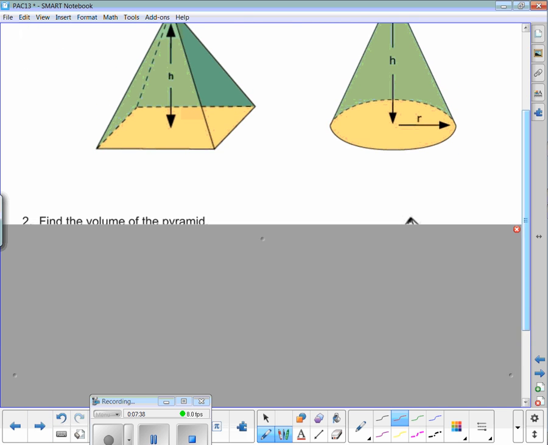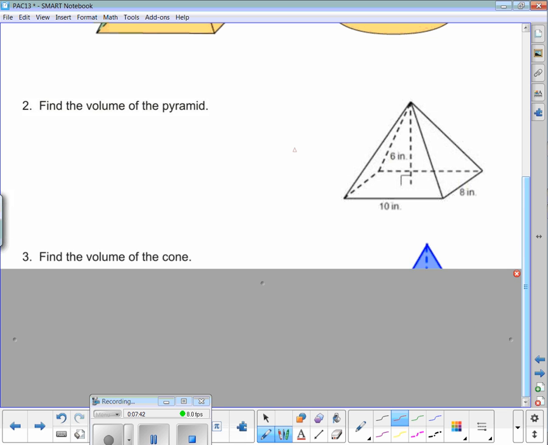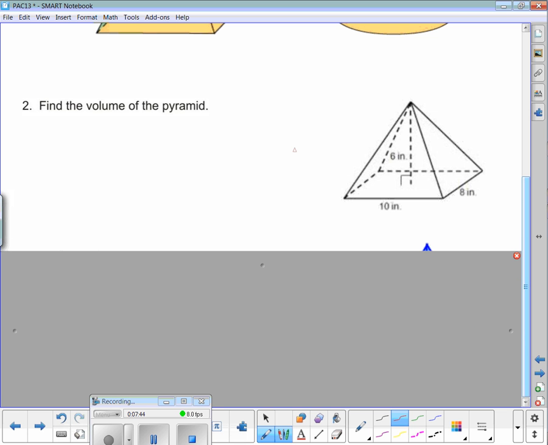So let's do a couple problems. Here's a pyramid. And we need to figure out its volume. And like always, we're going to start with the formula. I usually just go V equals, for pyramid. Be careful, that 1/3, don't forget it, 1/3.